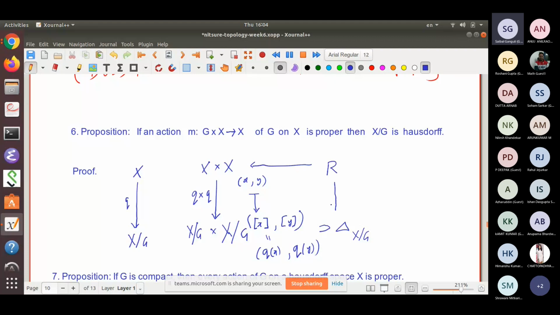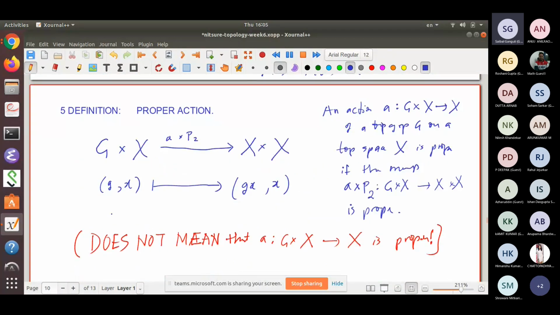Yes, you can see this for anything. Take any quotient by any equivalence relation and take the product map, and the inverse image of the diagonal will be the equivalence relation. And so if this action is proper, this equivalence relation is the image of G cross X to X cross X. What is the image of this? The image of A cross P2 is equal to the graph R of the equivalence relation.